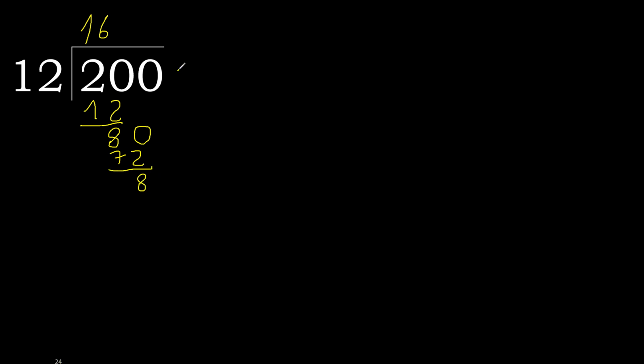Next, there is no number left, therefore complete. Always complete with 0 here, or with a point. 80. 12 multiplied by 6 is 72. Subtract. Complete. The digits repeat, therefore 6 repeats.